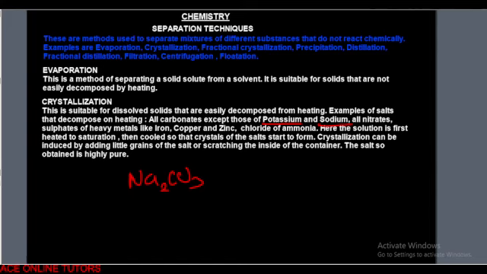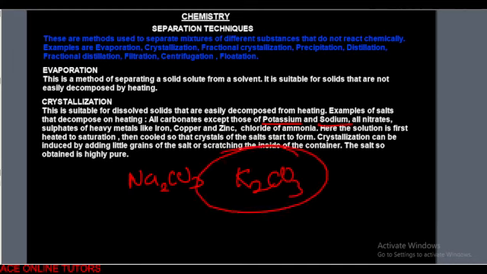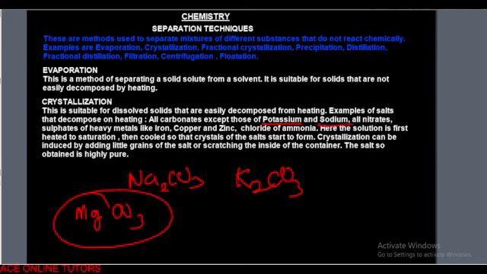If you also have K2CO3, you can also use evaporation for this one, because potassium trioxocarbonate is also a stable salt which will not decompose on heating. But if you have any other trioxocarbonate, let's assume that we have maybe magnesium trioxocarbonate, please don't use evaporation for this because it's going to decompose. So you use crystallization for it.